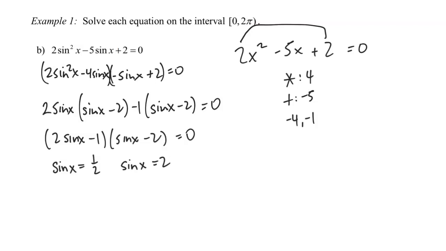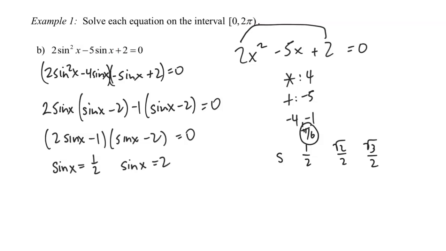And so I'm going to focus first on sine of x is equal to 1/2. And I remember that in my table of values, 1/2 is one of my unit circle values that corresponds to the angle pi over 6. And so that's the reference angle that I need to focus on here for the first part of this equation.